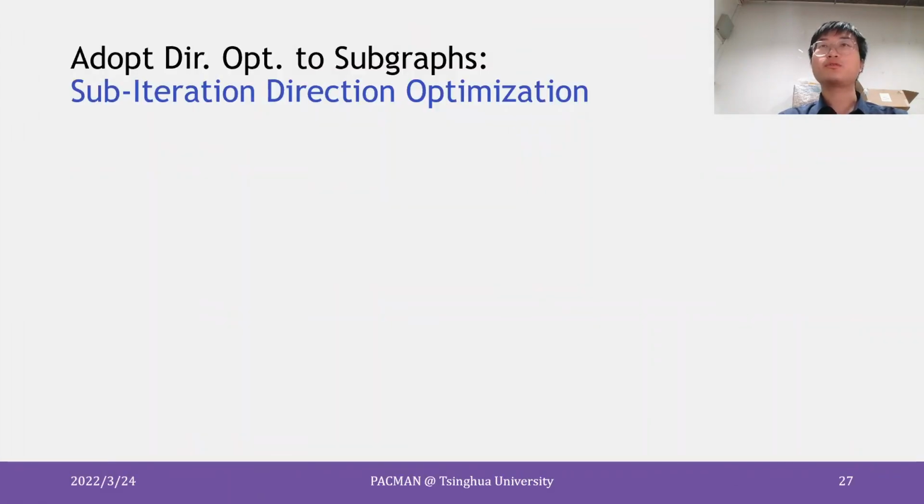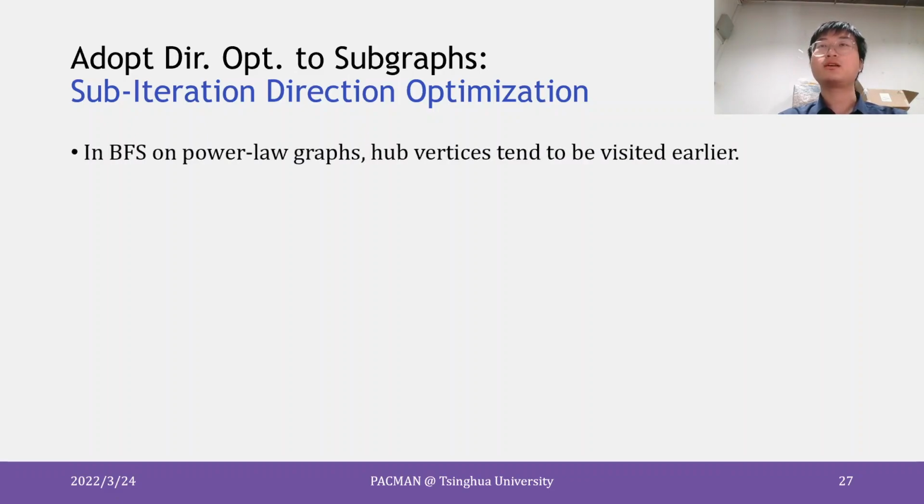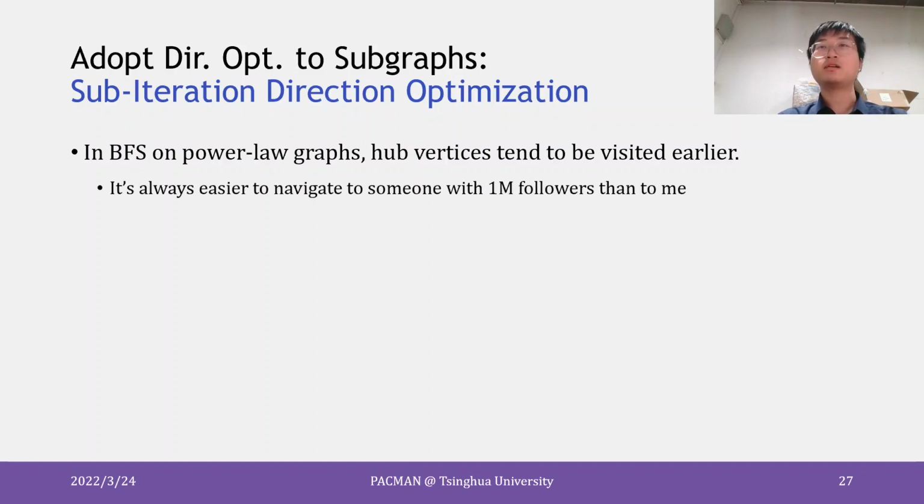After partitioning the graph into subgraphs, we have a chance to push direction optimization further. Direction optimization is a famous algorithmic optimization on BFS, which uses bottom-up for dense iterations to reduce edge accesses. We observe that the dense iteration for hub vertices comes earlier than for vertices with lower degrees. It's easy to imagine that it will be a lot easier to navigate to someone with 1 million followers than to a normal user like me on Twitter or YouTube.